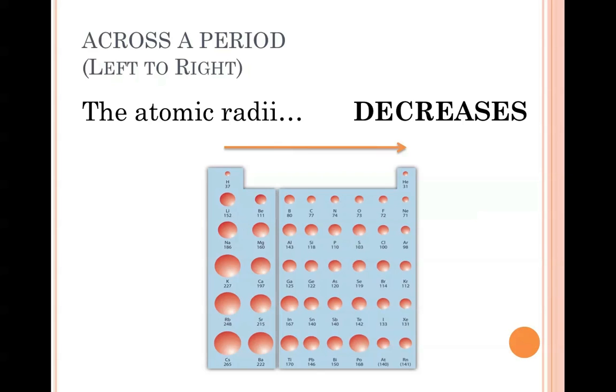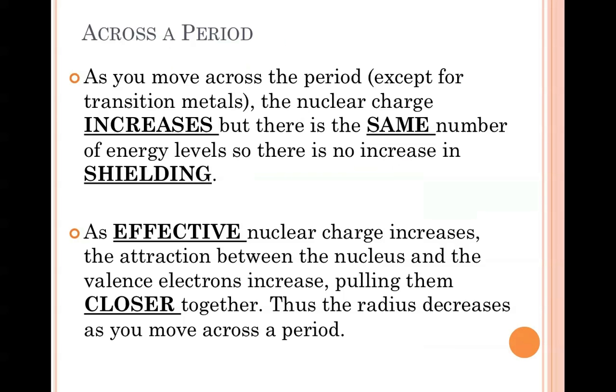All right, so we talked about going down a group. The atomic radii going from left to right is actually going to be decreasing as you go left to right across a period. So why does that happen? As you move across the period, the nuclear charge is going to increase. And there's the same number of energy levels, so there's no increase in the shielding. As the effective nuclear charge increases, there's going to be a stronger attraction between the nucleus and the valence electrons, which pulls them in closer.